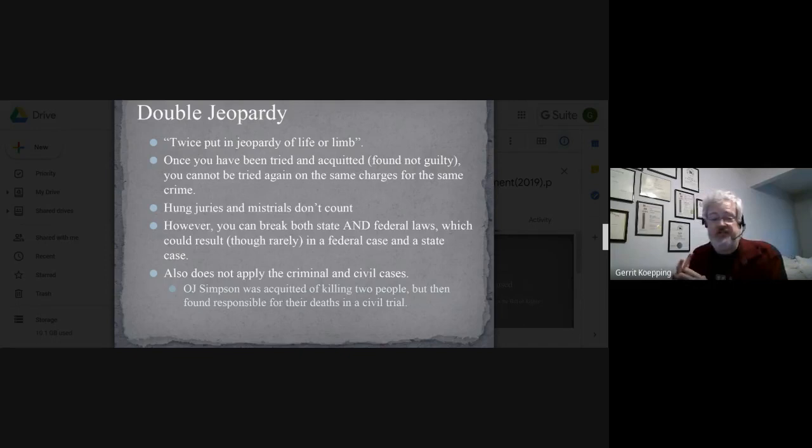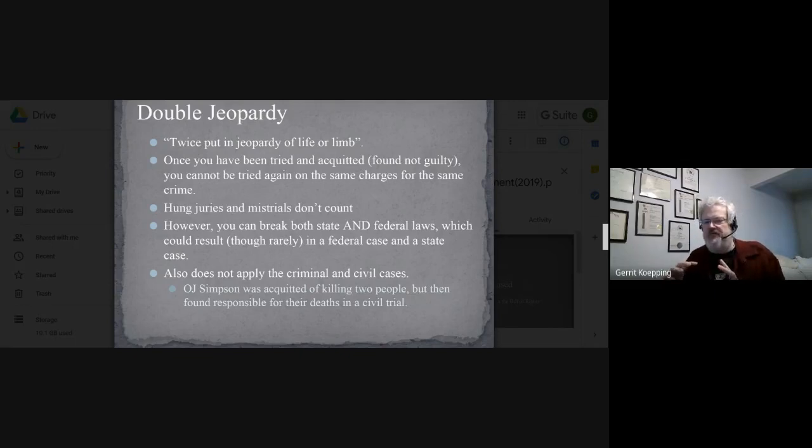It also doesn't apply to civil litigation. So you can be acquitted in a criminal case, but still be found responsible in a civil case. So probably one of the best known examples of that is the O.J. Simpson case. O.J. Simpson was acquitted of murdering his ex-wife and her friend in the criminal system, but then the survivors, the relatives of his two victims, then sued in civil court, and he was found responsible for those deaths.